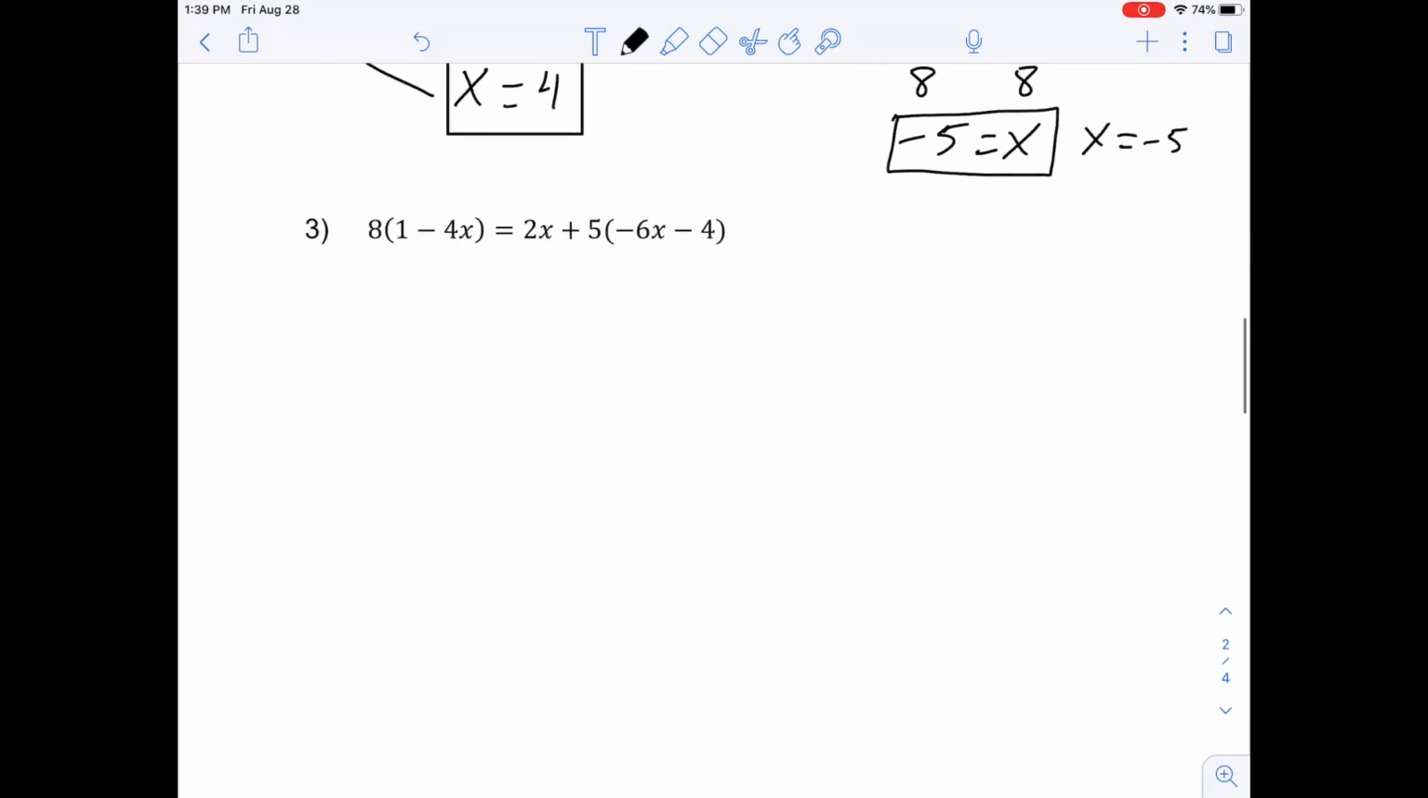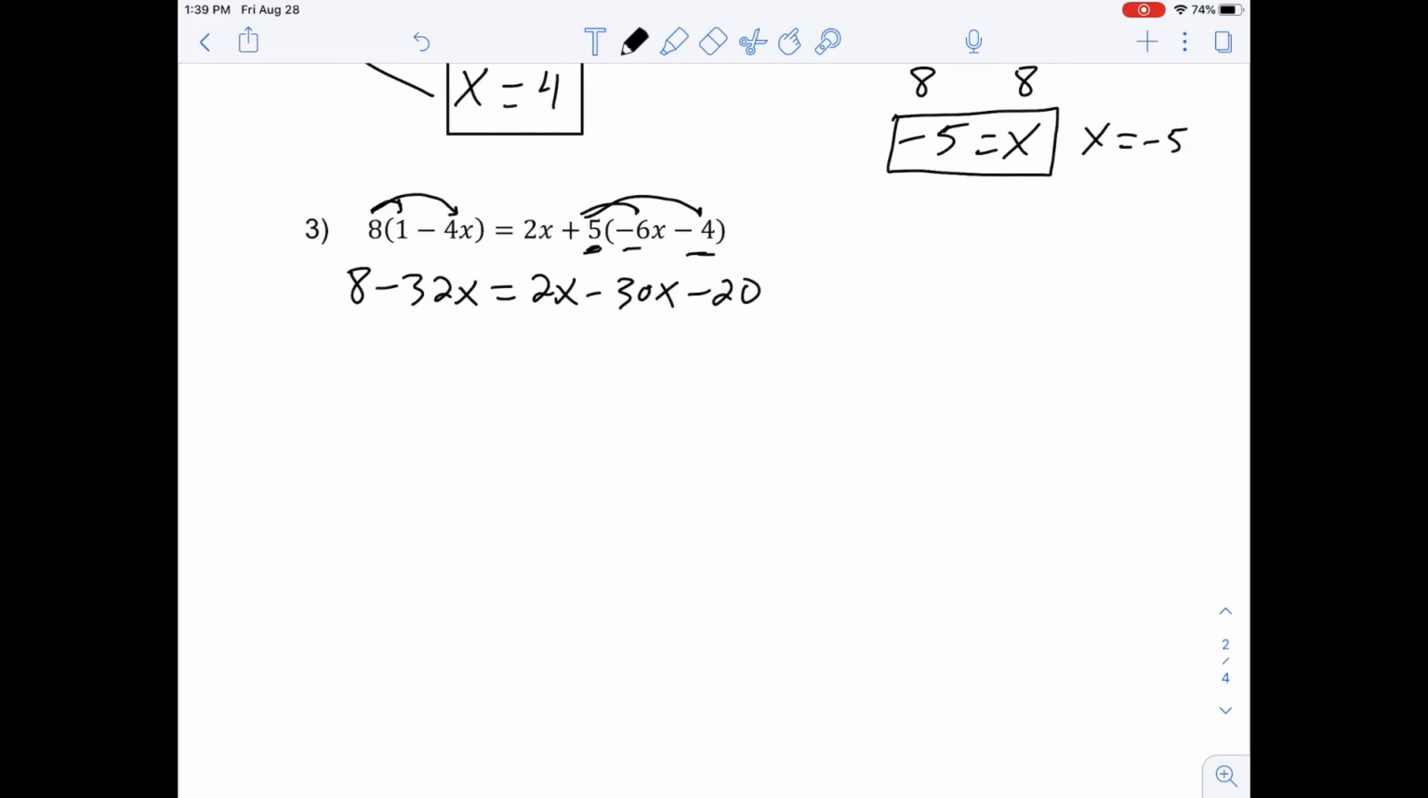All right, now this last one. So you can see we got a lot more going on. We have the distributive property twice on either side of the equation. So let's go ahead and take care of that first. So we're going to distribute the 8, and then we're going to distribute the 5 on this side of the equation. So that gives me 8 times 1, and then minus 32x, because I have 8 times negative 4x, is equal to, I have this 2x here, 5 times minus 6x is negative 30x, and then 5 times negative 4 is minus 20.